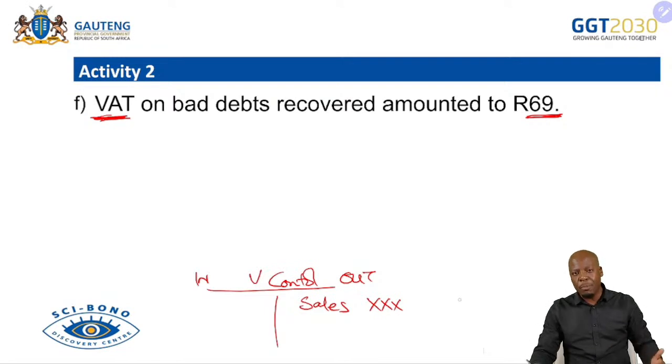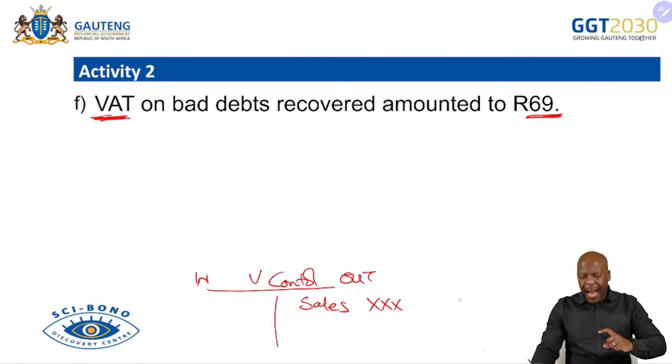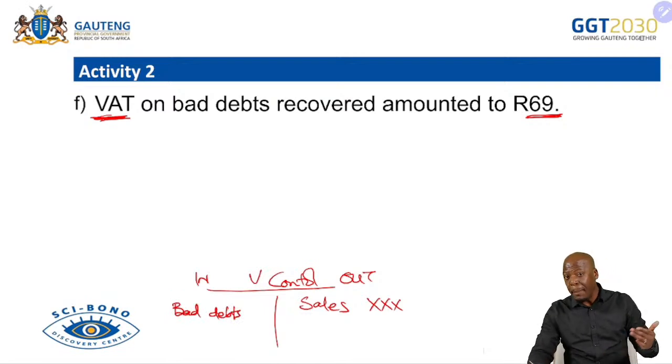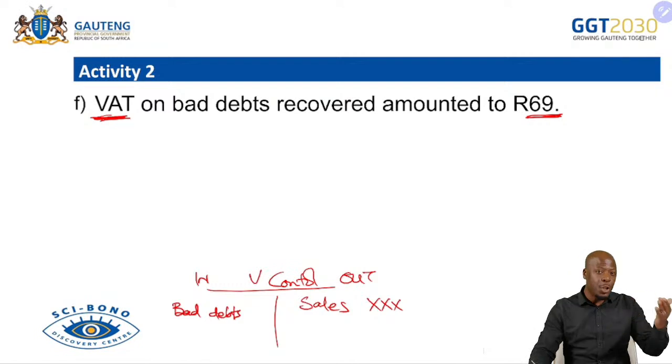Remember, the output, this is payable to SARS. The output, it is payable to SARS. The moment I have bad debts, it reduces the amount payable to SARS. So I'm going to have bad debts here now. That means I have reduced the amount payable over to SARS because sales, output, payable to SARS, due to SARS. And then once bad debts, it reduces, therefore, the amount that is payable to SARS.